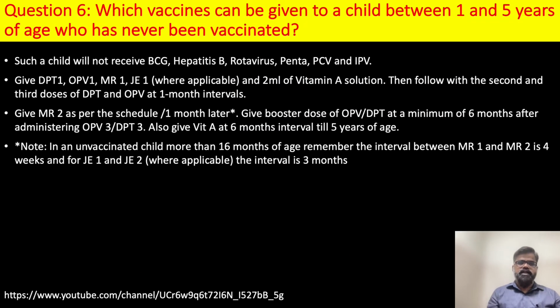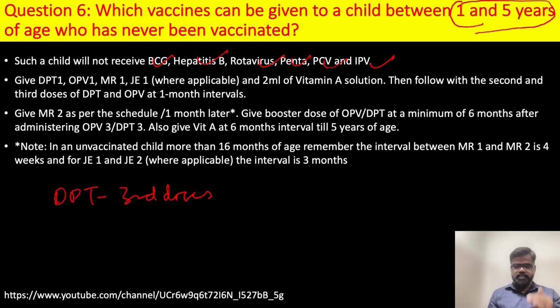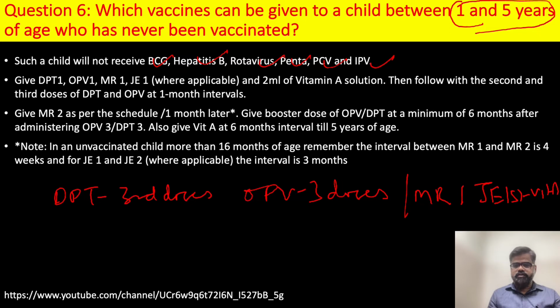Okay, let's take the next question. Again, what all vaccines should be given if the child comes in between 1 to 5 years? All those vaccines whose upper limit is 1 year will not be given, which is BCG, hepatitis B, Rota, Penta, PCV, IPV. We will start with DPT 3 doses, first, second, third, after a gap of 1 month. We'll give OPV 3 doses, 1, 2, 3, after a gap of 1 month, along with measles rubella first, JE first, and vitamin A dose, right?